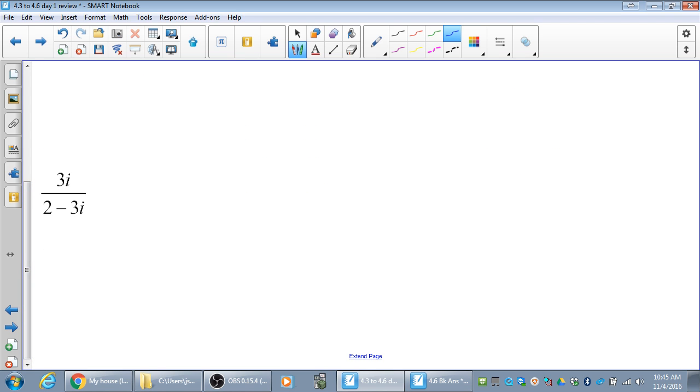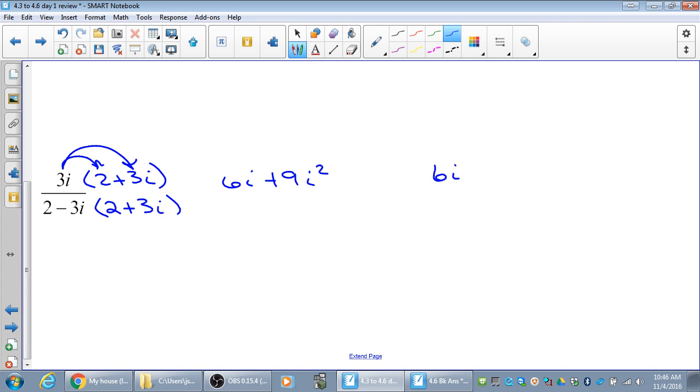We have to simplify this, which means rationalize the denominator. Get the denominator to be nice, not complex. We do that by multiplying 2 plus 3i. If it's 2 minus 3i in the denominator, we're going to multiply by 2 plus 3i, the opposite. It's called the conjugate. There's a name for it even. Conjugates. Let's distribute the 3i through. We get 6i plus 9i squared. What's i squared? Negative 1. So that becomes opposite. So this becomes 6i minus 9.